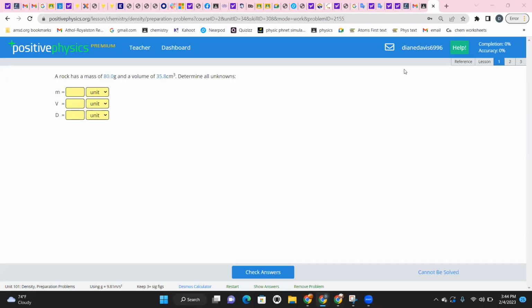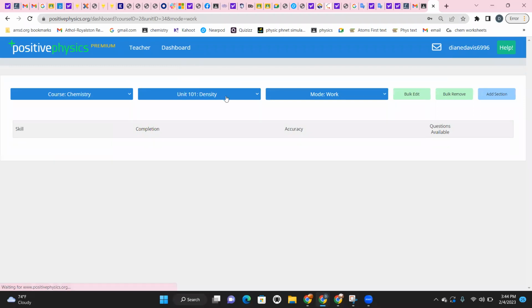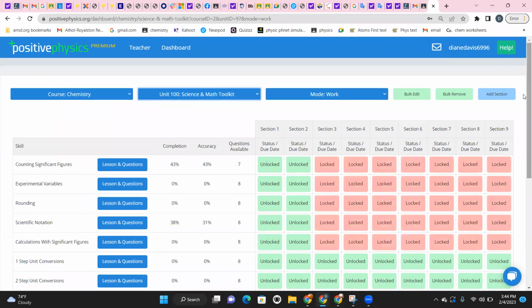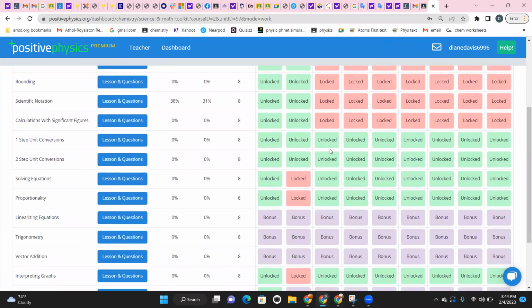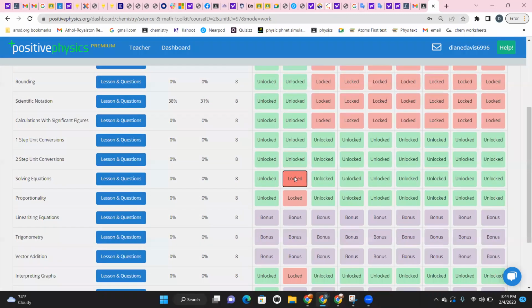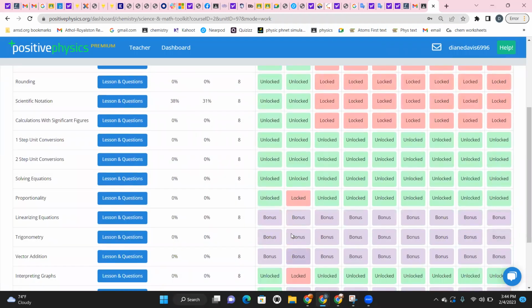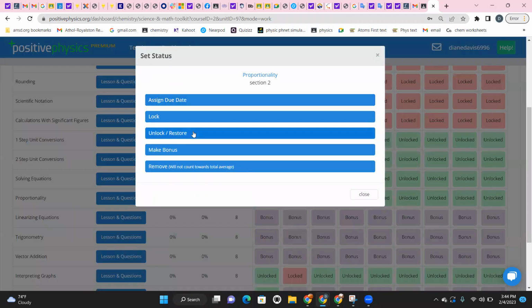Okay, so I'm going to go over the first two units, just some basics. The first unit for chemistry is about conversions. That would be one thing, basic problem solving. So I'm going to unlock this.